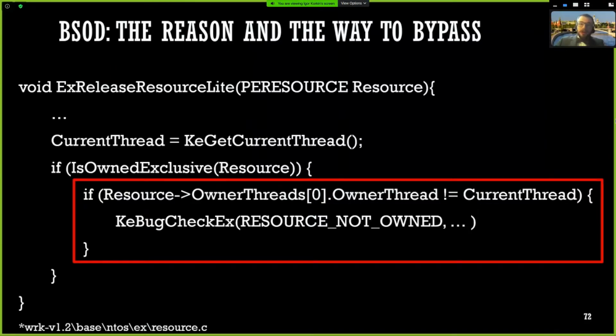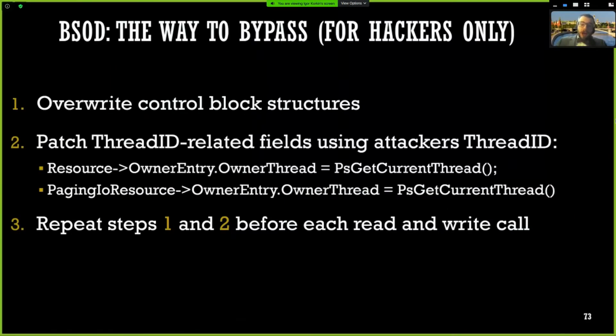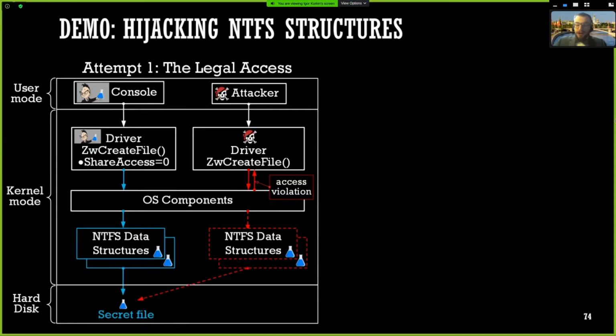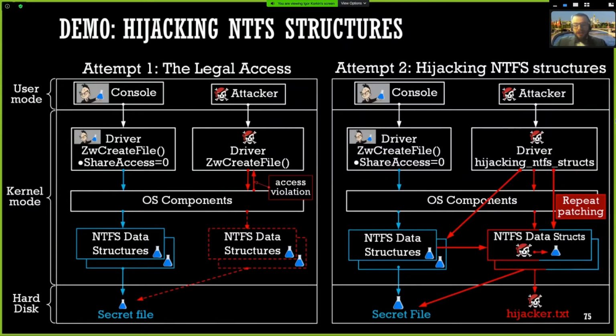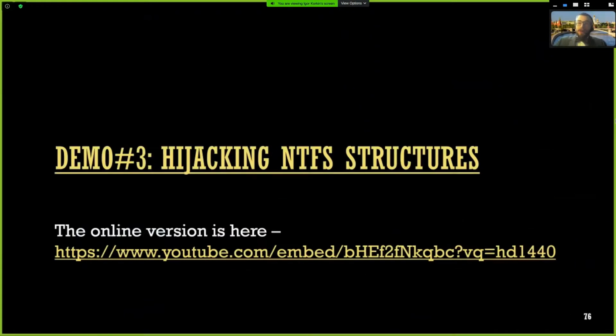So, to bypass this check, the malware driver needs to copy the structures and patch the thread ID. Malware needs to repeat these two steps each time before reading and writing the secret file. Here is the scenario of the demo. The attacker will try to access the file twice, using an OS API function and using the hijacked NTFS structures. Let's see how it can happen.